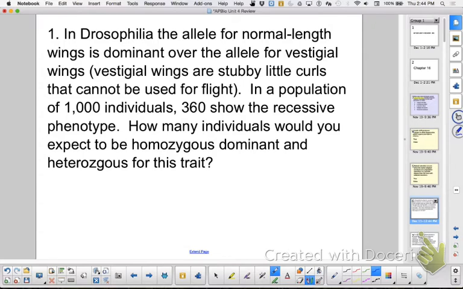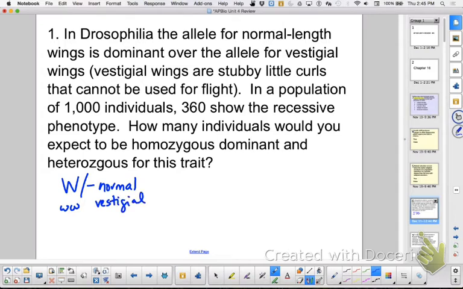I'd write the genotypes and what they meant. So I would probably, because it's talking about wings, what do you think I would put for a letter? Yeah, so I would say big W, anything is normal. And then what do I put? Little w is what? Vestigial. That's the first thing I'd write.